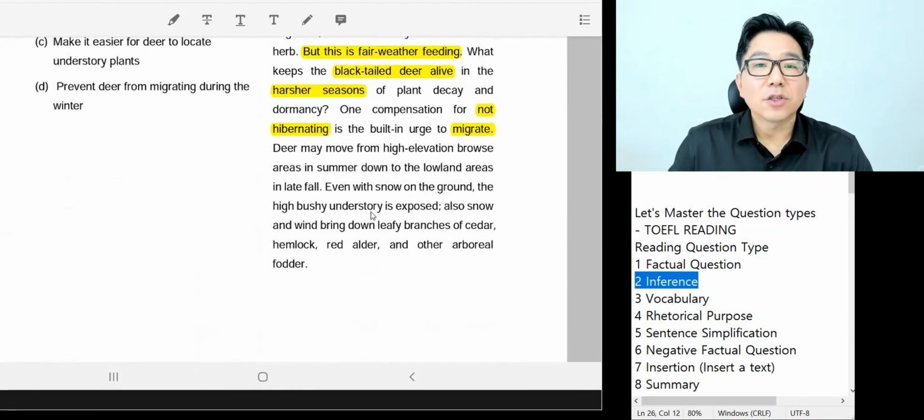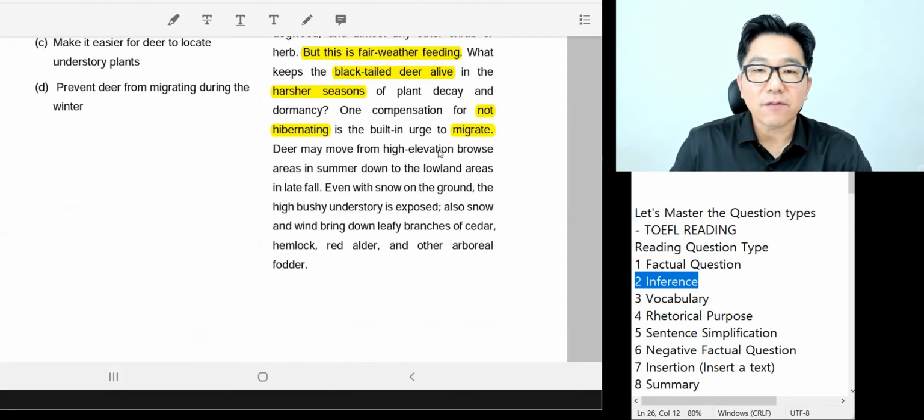Okay. So deer may move from high elevation. So this is where they live during fair weather, so during summer or spring, I guess. So they move from here to browse area in summer, down to where do they migrate to? Lowland areas. So hopefully they have some food source in lowland area during winter, right? In late fall to get ready for the winter, right?